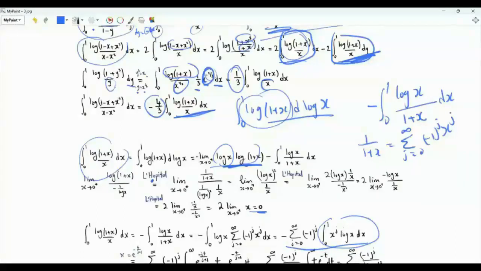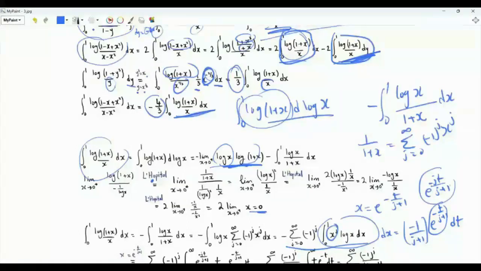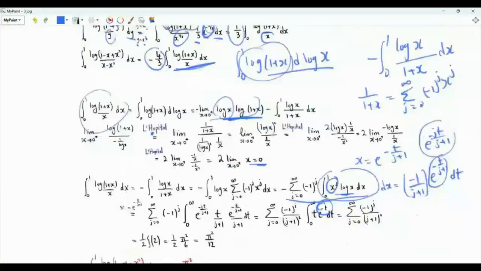To evaluate this integral, use the substitution x equal to e to the minus t over j plus 1. x to the power j is e to the minus jt over j plus 1. dx is equal to minus 1 over j plus 1 times e to the minus t over j plus 1 dt. These two exponentials, when multiplied, give us e to the minus t. What about log x? Log x is minus t over j plus 1. Minus 1 times minus 1, that's 1.